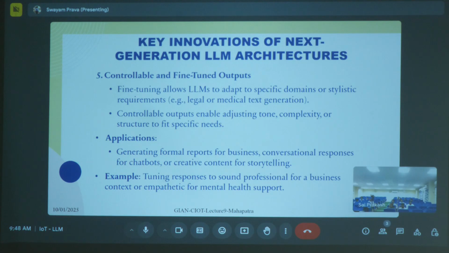Again, if you have seen in Grammarly, there is an actual option where you can choose, I'm writing this for academics or I'm writing this for a friend. So you can change the tone of your text. So the applications here are generating formal reports for business, conversational responses for chatbots, or creative content for storytelling. So it'll be like tuning responses to sound professional for a business context or empathetic for mental health support.